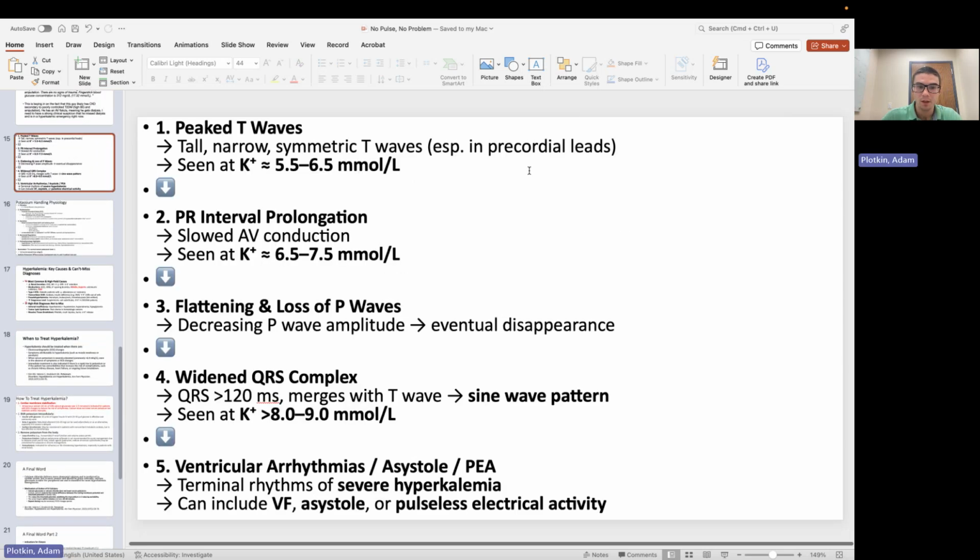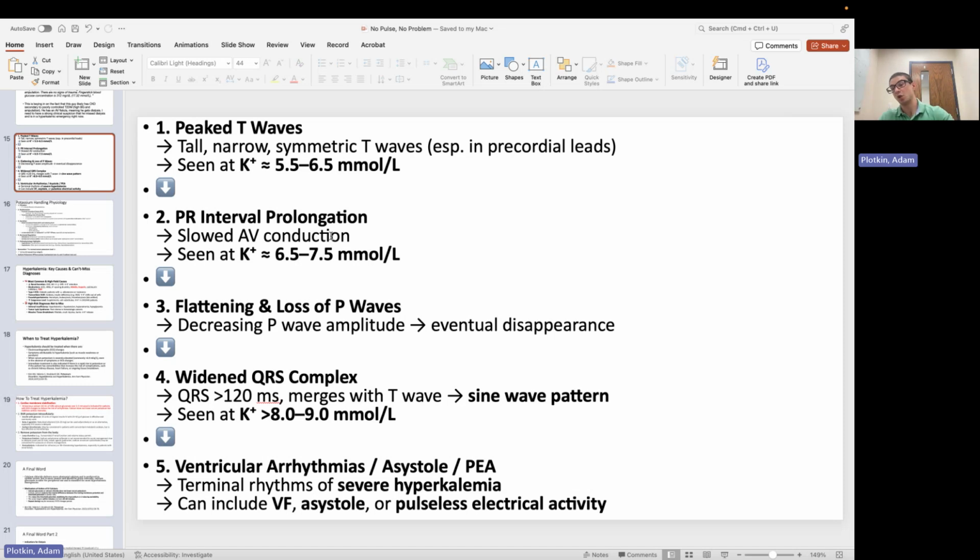So this is the progression of what we can see on EKG in a patient with hyperkalemic emergency. First we start with these peaked T waves that I showed you the picture of, seen at a potassium of 5.5 to 6.5. Then we can get this PR interval prolongation. It's caused by slow AV conduction. We'll see it at a potassium of 6.5 to 7.5.